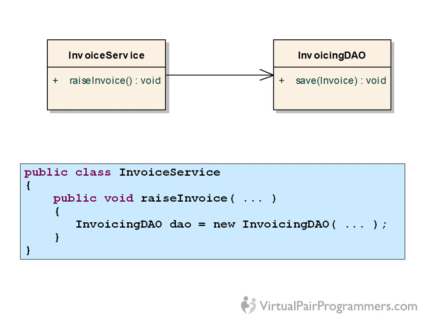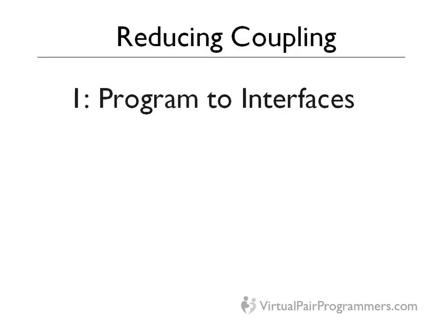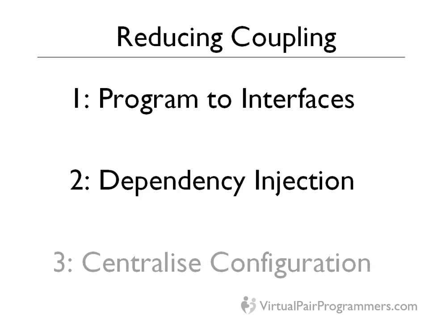We're going to need to do all 3 steps together. Step 1 is going to be, we're going to program to interfaces. Step 2 is going to be dependency injection. And step 3, and this is where Spring is going to help, is to centralize the configuration of our application. Now let's have a look at each of these 3 steps in turn.